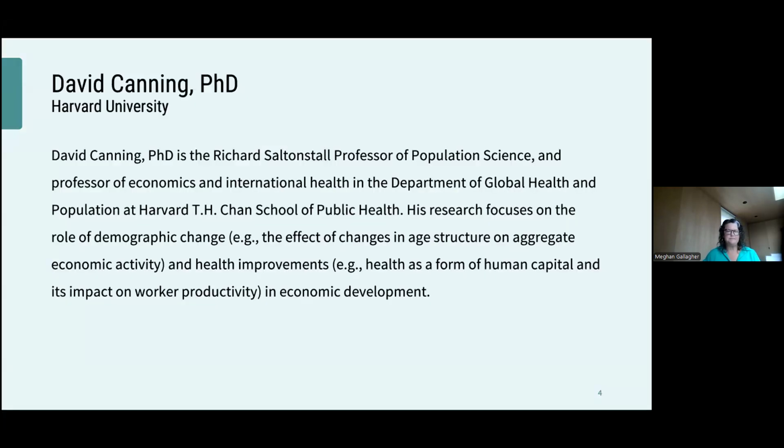So with that, I'm going to turn it over to our first speaker, David Canning from Harvard University. He is the Richard Saltonstall Professor of Population Science and Professor of Economics and International Health in the Department of Global Health and Population at the Harvard T.H. Chan School of Public Health. His research focuses on the role of demographic change, for example, the effect of changes in age structure on aggregate economic activity, and health improvements, for example, health as a form of human capital and its impact on worker productivity in economic development. Thank you very much for being here today, David, and over to you.